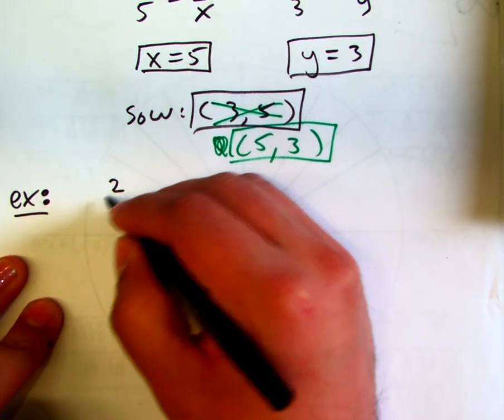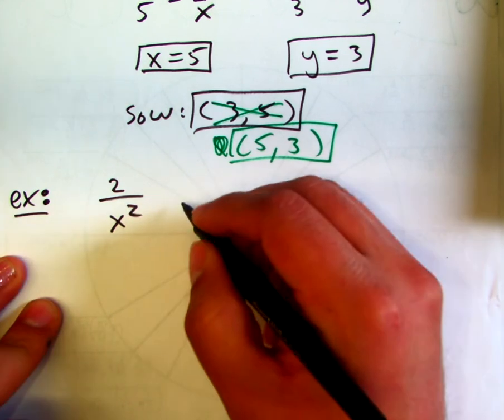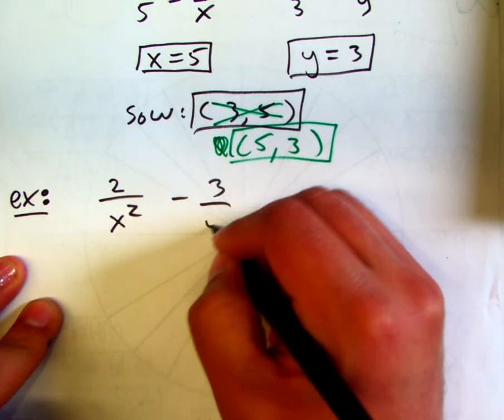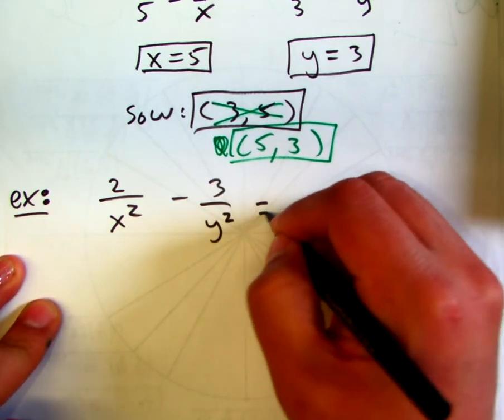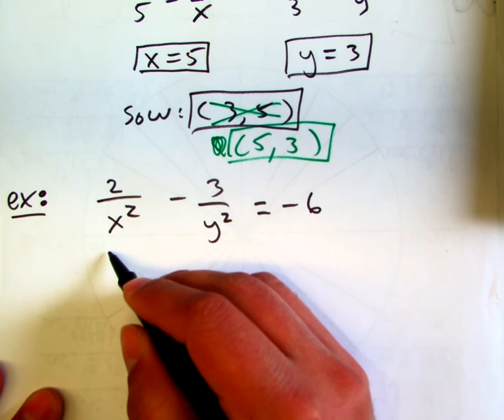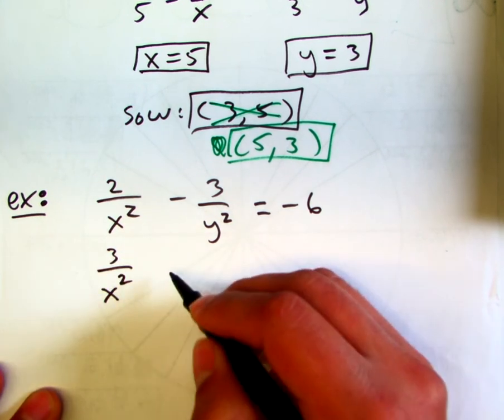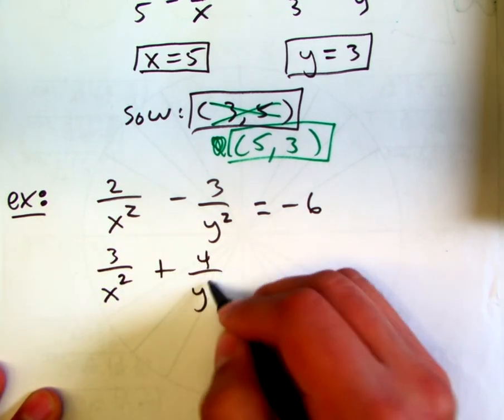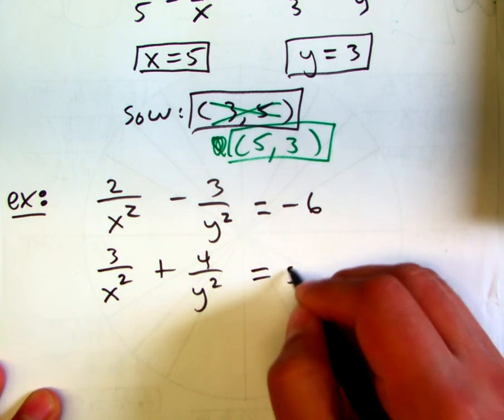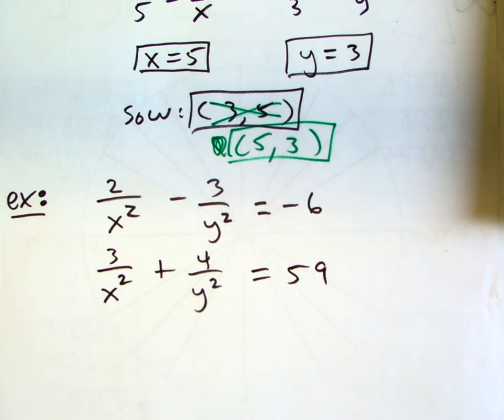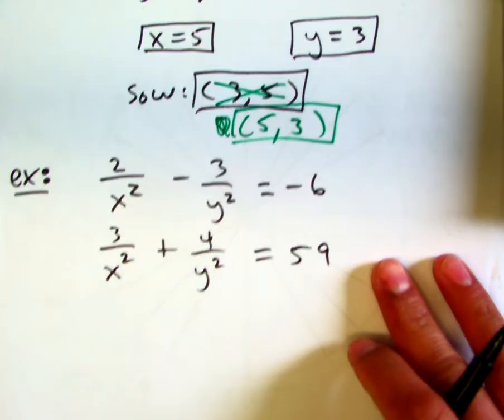Let's say we have 2 over x squared minus 3 over y squared equals -6, and 3 over x squared plus 4 over y squared equals 59. Take a few minutes, work this out.